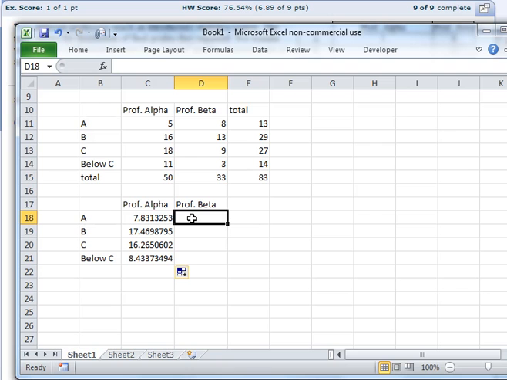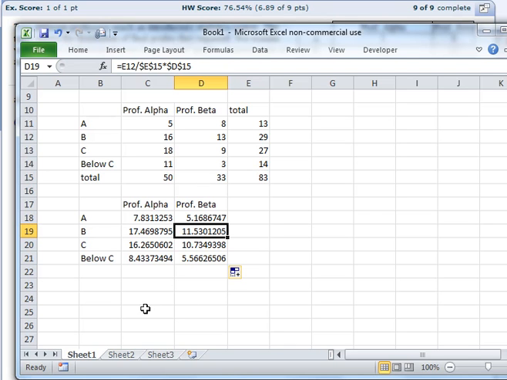Now to get Professor Beta's numbers, you're going to do equals the total for A, so E3, divided by the E15, which we're going to make an absolute reference, and then we're going to multiply that by the total number of students that he had, which will also be an absolute reference. Then we can just drag this down to fill it in, and you'll see that the number of B's we would expect for Professor Beta is calculated by taking the total number of B's divided by the total number of students, so E12 divided by E15, and then multiplied by the number of students that Professor Beta had, which is D15.